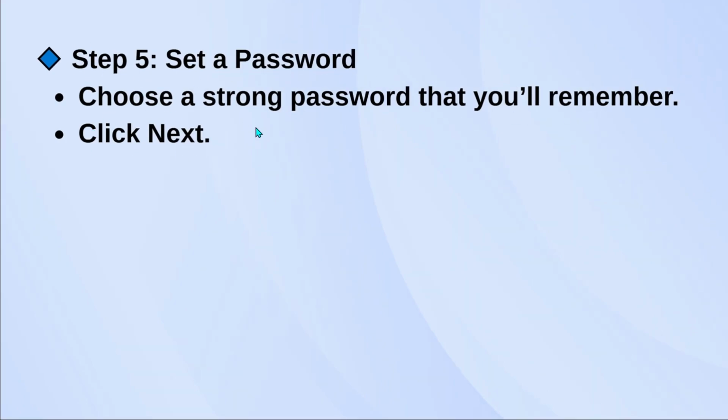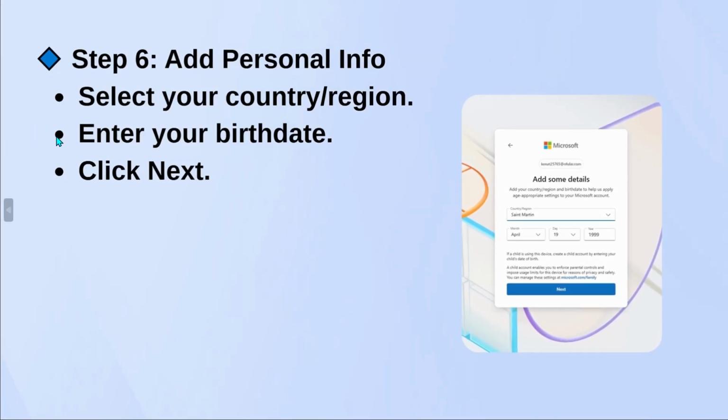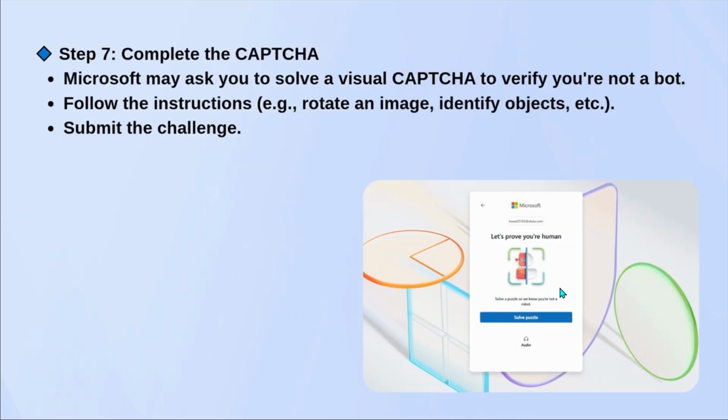After that, Microsoft will ask for a few basic details such as your country and your birth date. Fill those in and continue. You may also need to complete a quick CAPTCHA to prove you're a real person. It might be a small puzzle, an image test, or a simple verification task. Once you finish that step, your new Microsoft account will be created.